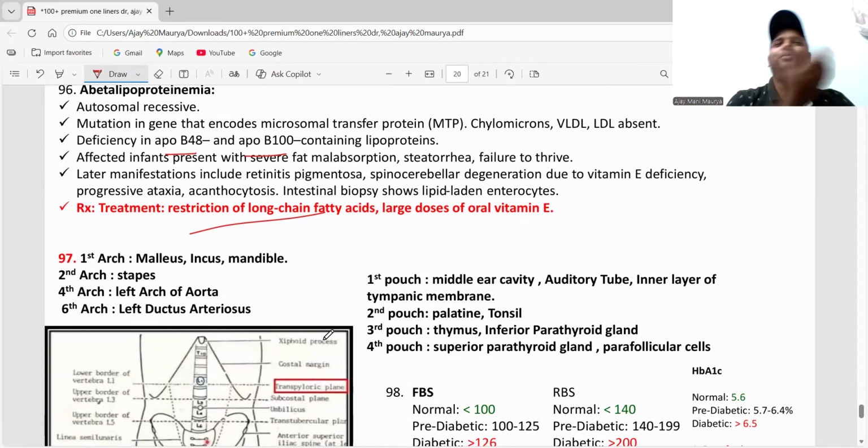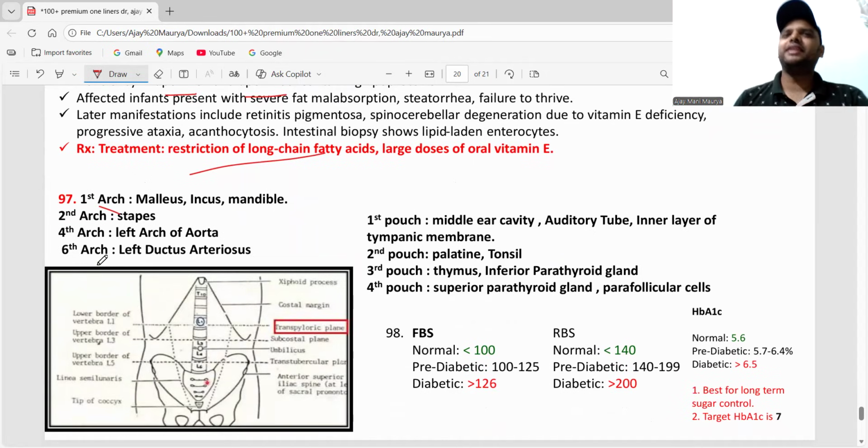Oh my goodness, this is the pharyngeal arches. The first arch gives malleus, incus, mandible. The second arch gives stapes; S for second arch, S for stapes. The fourth arch gives the left arch of aorta. The sixth arch gives the left ductus arteriosus. Done. First pouch, middle ear cavity. Everyone knows this one.